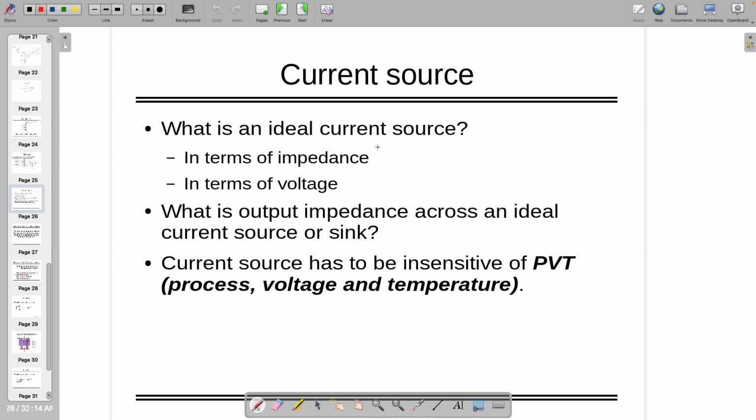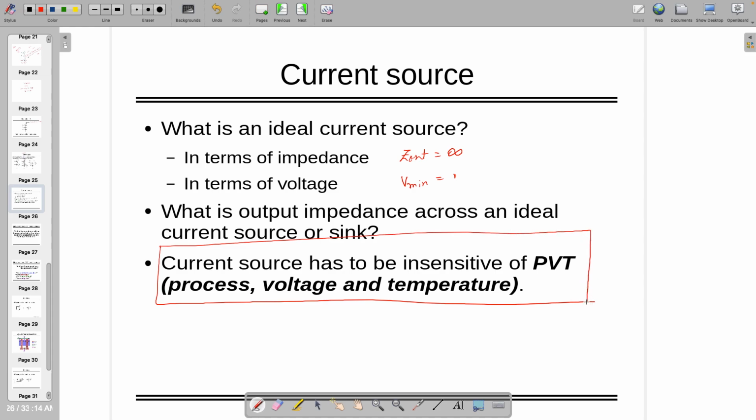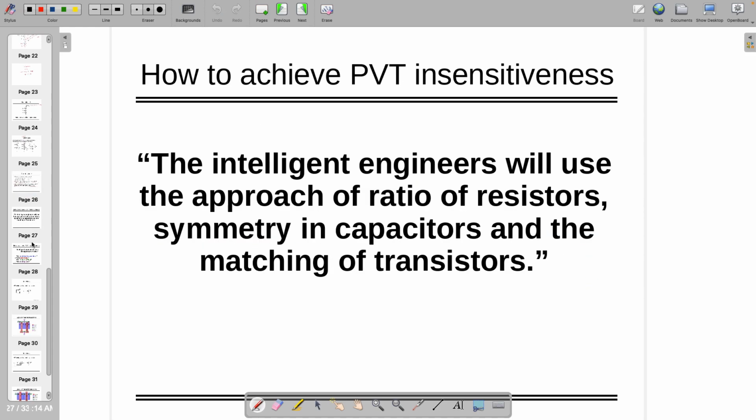These are impedance wise, output impedance has to be infinite. In terms of voltage, it has to be 0, right? So this is already known to us, and we have to design a current source which is PVT independent, right? So let's go that way.